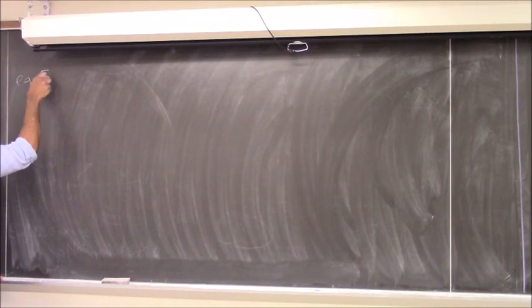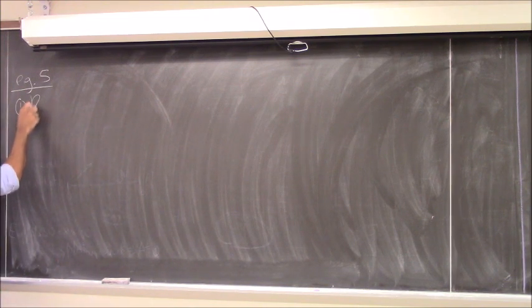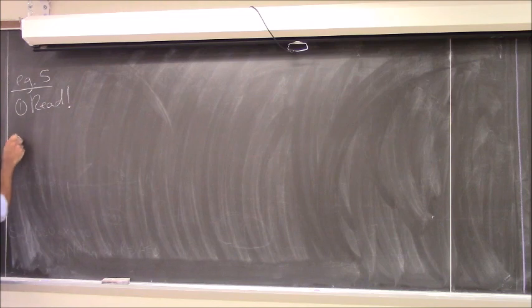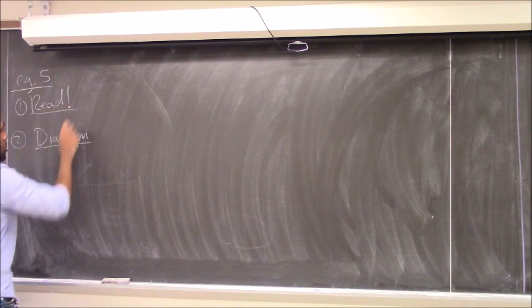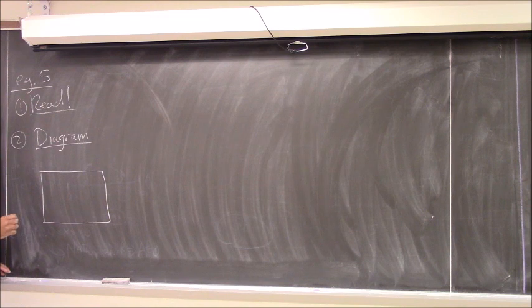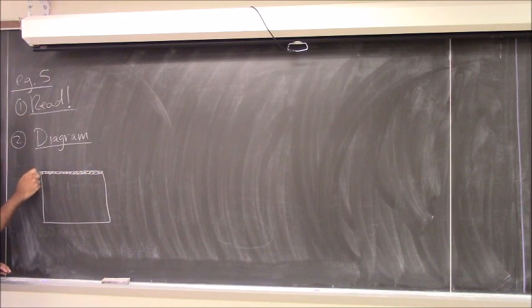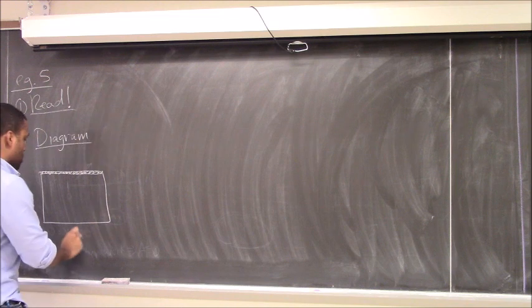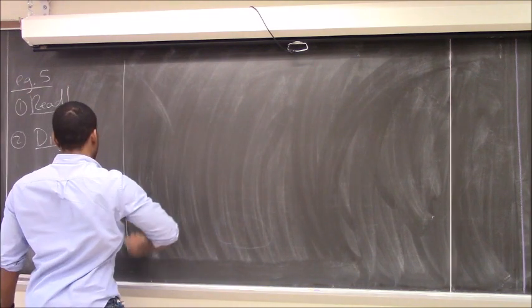Coming up to example 5. Step 1, read. Step 2, diagram. Sort of figure out this situation, what's going on here. So we know it's a rectangular enclosure. 1 side is different from the other 3 sides. One of these sides is not like the others. So let's say that's the brick wall, right? Just for argument's sake. Again, x, y. So that describes the situation.